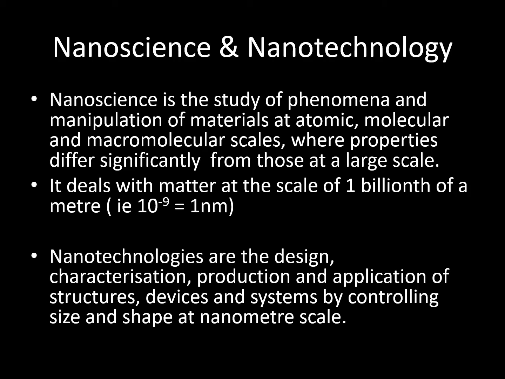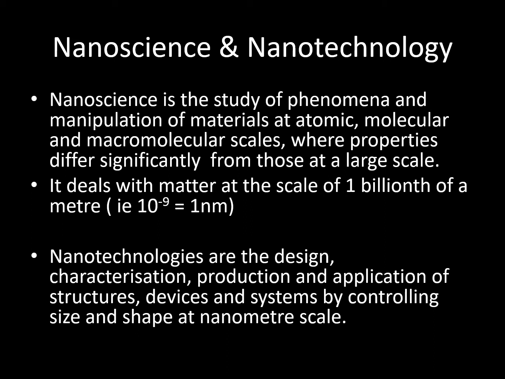And now nanoscience and nanotechnology. Now, as I said, the physical properties of nanomaterials are different from those of their bulk. So we have to explain it using theory; theoretical explanations for these varied properties are to be given. And the science that explains the phenomena of physical properties of nanomaterials is called nanoscience. A more formal definition is given in the box. That is, nanoscience is the study of phenomena and manipulation of materials at atomic, molecular, and macromolecular scales where properties differ significantly from those at a large scale. It deals with matter at the scale of 1 billionth of a meter.